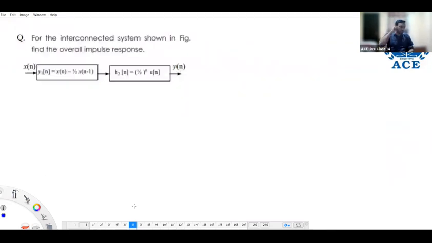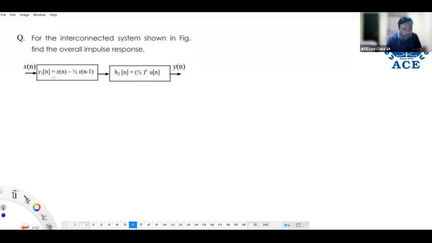Similarly, think of this model. Some interconnected system is given, find the overall impulse response. Again, the blocks are in series. So what you have to do? Convolution. Just convolve both the blocks.